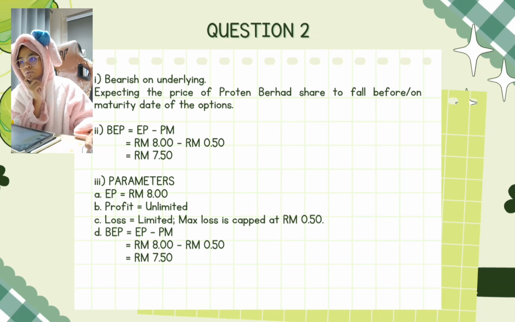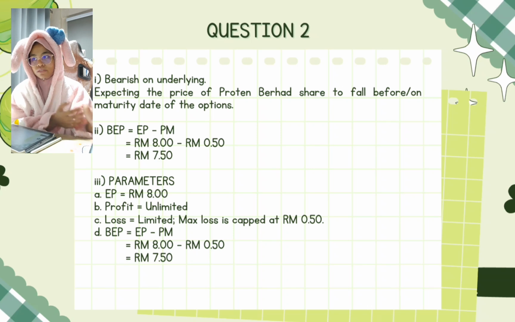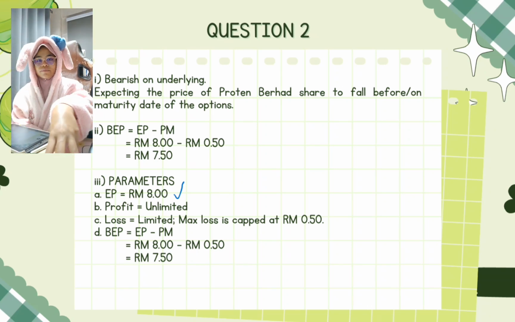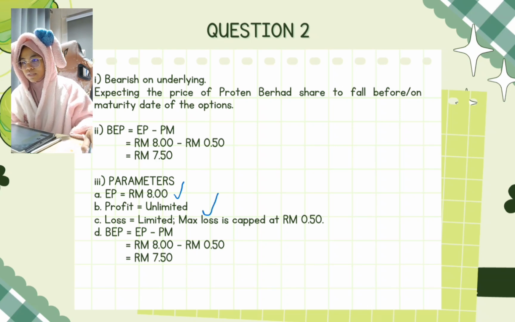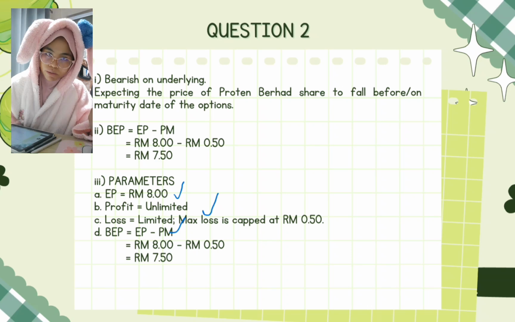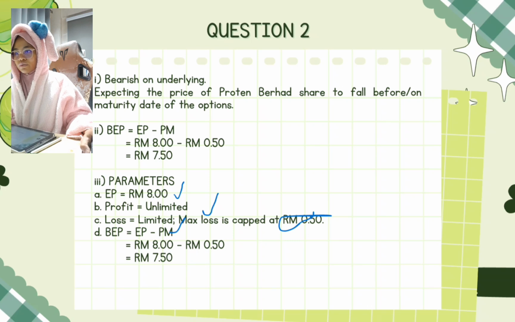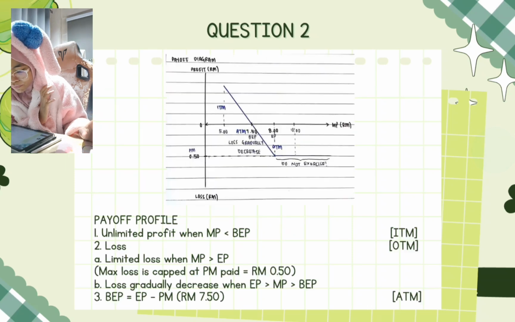So in order to construct a payoff graph for the strategy, we have to extract the relevant parameters first. So we have to find EP, which is 8 ringgit. The outlook for long put is basically unlimited profit and limited loss. So the profit is unlimited, loss is limited, and the max loss is capped at the premium paid, which is 50 cents. So the BEP is 7 ringgit 50 cents. So we have all the information now. Just construct the payoff diagram.